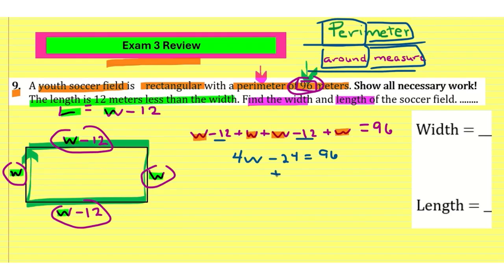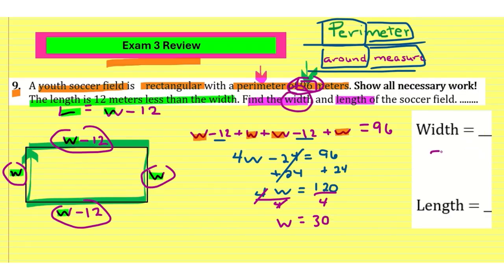So we're going to add 24 to both sides, plus 24, plus 24. These will cancel, and then I end up with 4W is equal to 120. And then the last step of solving this is to divide out the 4 using order of operations. So divide by 4, cancel, cancel. W is equal to 30. So we have now figured out what the width is. The width is equal to 30 meters.